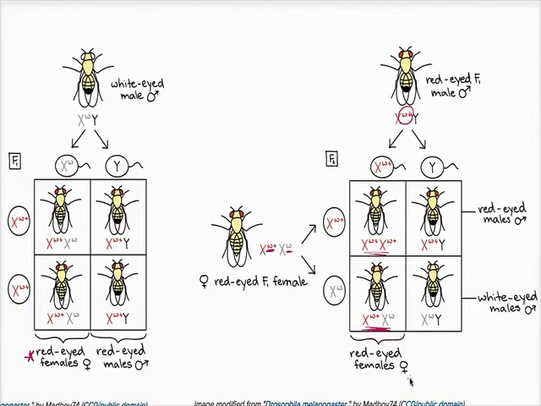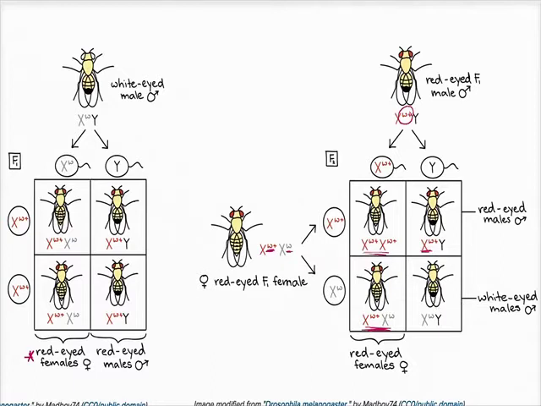But now we see something interesting happening in the males. You could have red-eyed male flies, where they got the red X from their mom, or you could get the hemizygous white-eyed males, where they got the white allele, the white X from their mom. And this is the exact observation that Morgan made. So it was a very interesting thing that he was able to see.